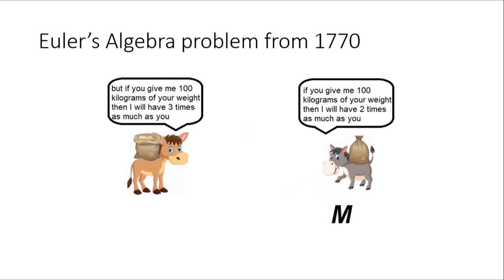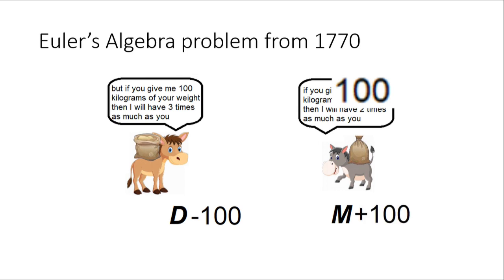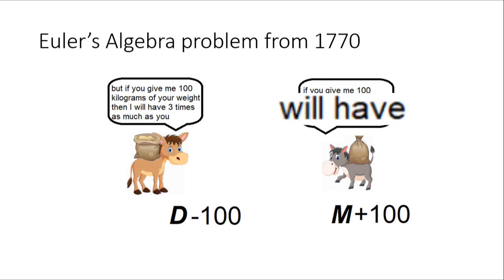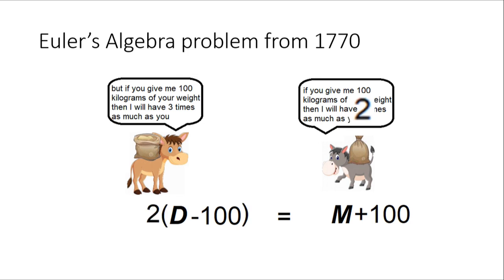We don't know how much the mule has, so we call it M. And we don't know how much the donkey has either, so we'll just call that D. But we do know some relationships between them. For one, the mule says, if you give me 100, meaning take away 100 from the donkey and add it to the mule, then he will have, meaning will be equal to, 2 times as much as the donkey. So we times the donkey by 2. And there's a first equation.